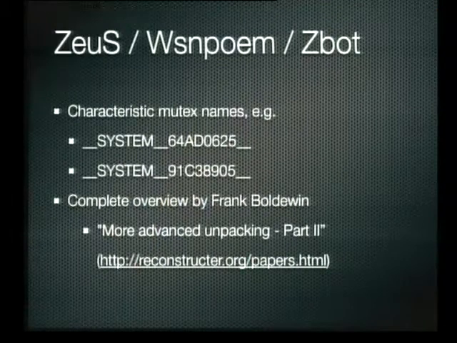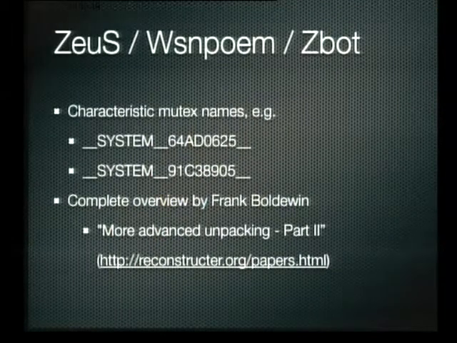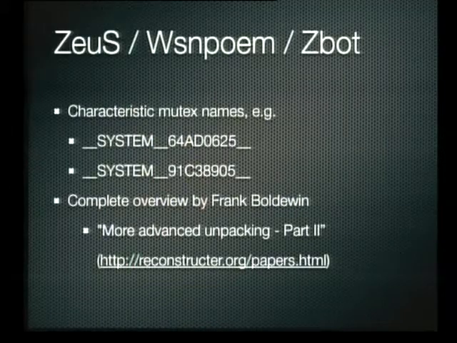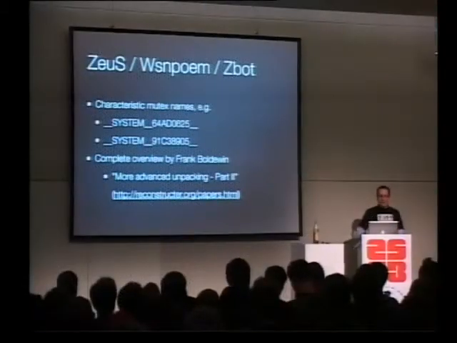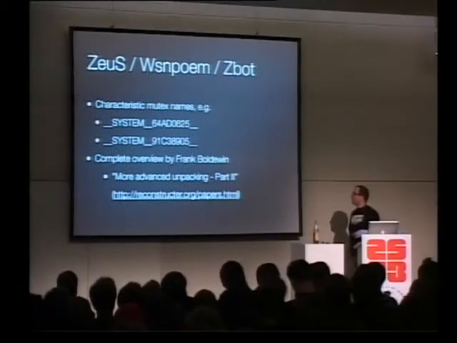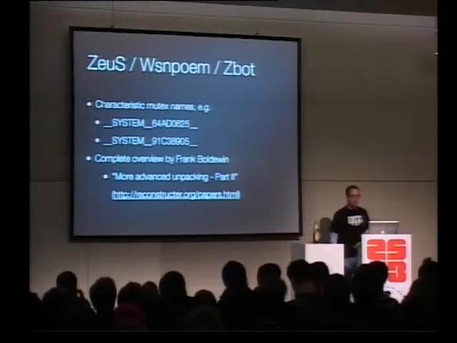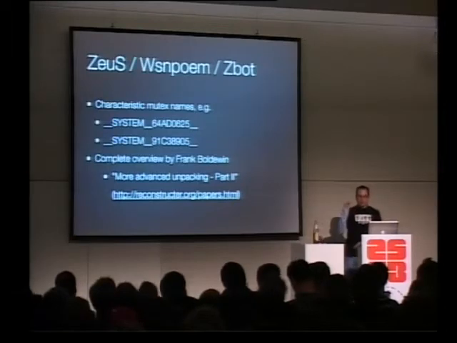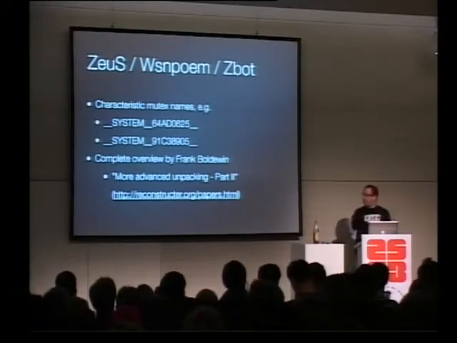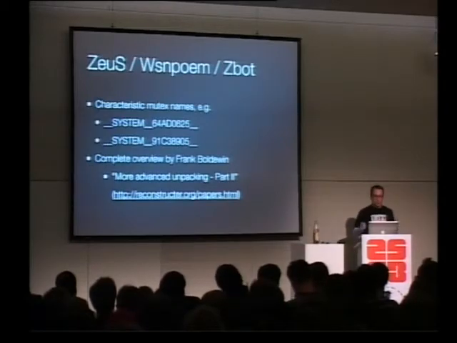Some other characteristics: they use a very characteristic mutex name. It's always __SYSTEM__ and then some other numbers. So this is a rather generic way to detect Zeus. Probably the best overview of how to analyze Zeus is available in a paper by Frank Boldewijn, reconstructor.org, where he showed with complete source code how Zeus can be unpacked and analyzed, and it's available at his website.